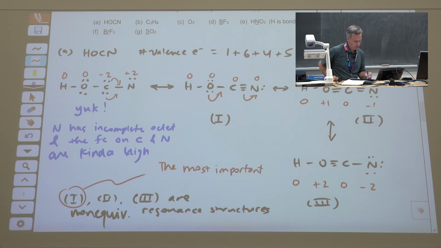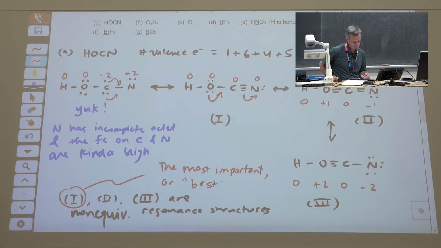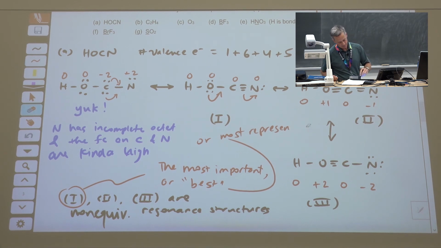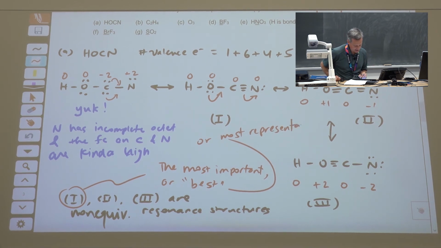So when we say the most important, we mean the best. Or we mean most representative of the true structure. That's not even good spelling. Representative.